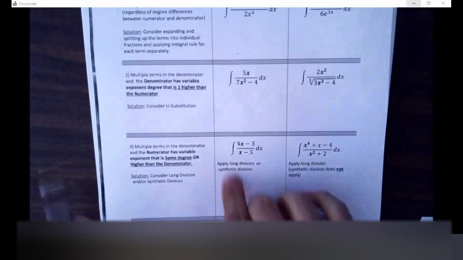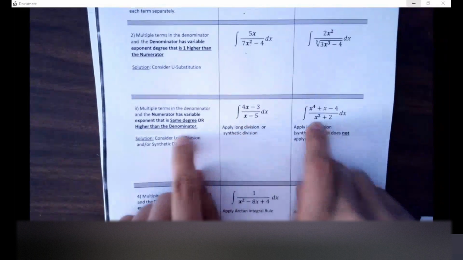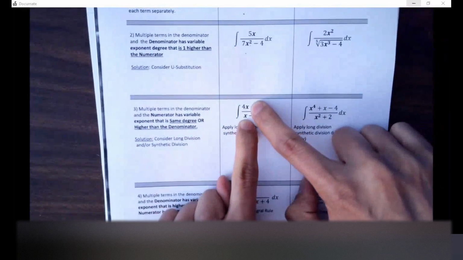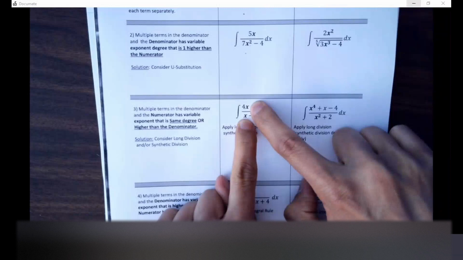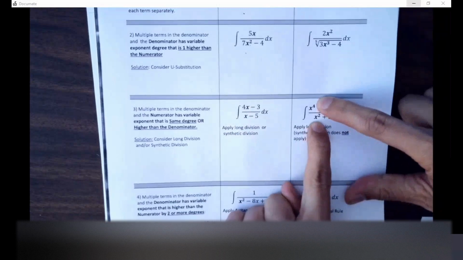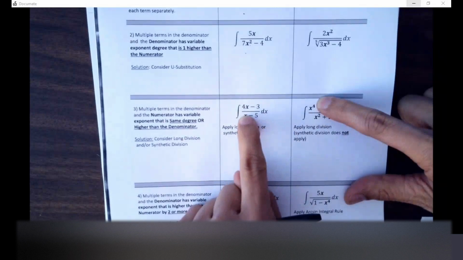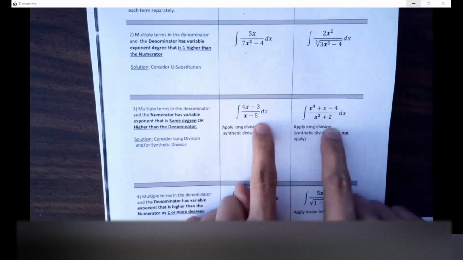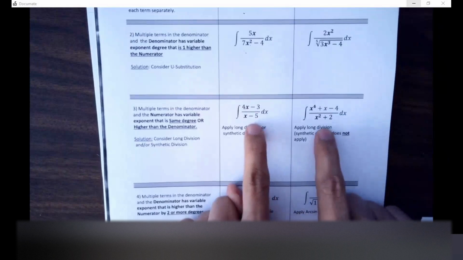Okay, next scenario is where you have multiple terms, numerator and denominator, but the numerator is either the same degree as the denominator or it is higher than the denominator. Okay, if it's the same degree or if it's higher, then we rely on synthetic or long division.